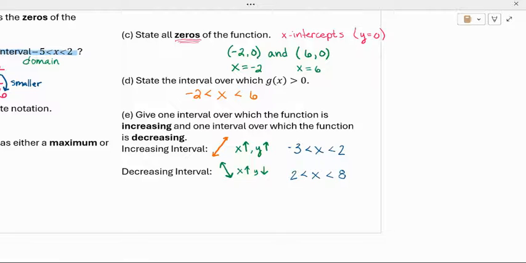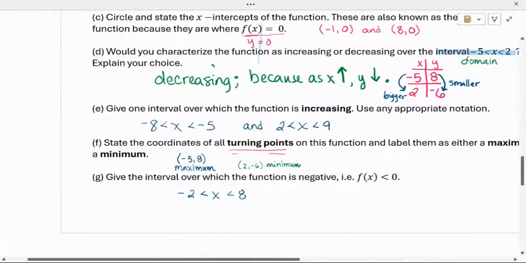Example number 3, we're going to create a graph. We're given specific key features, and we actually have to draw the graph ourselves. Okay? And I know that we can do it.